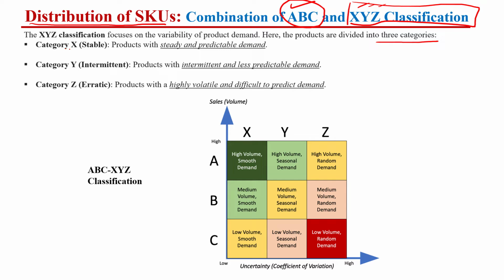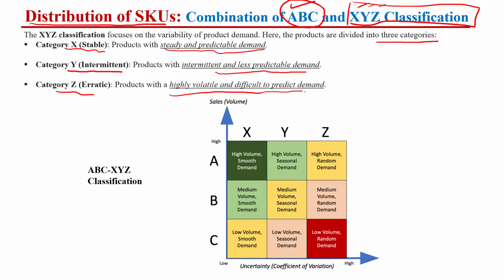The X category is those SKUs which have steady and predictable demand, or you can say predictable sales. The Y category is known as the intermittent demand category, which means the SKUs have less predictable, intermittent demand. Whereas the Z category are those SKUs which have highly volatile, difficult to predict demand or sales.